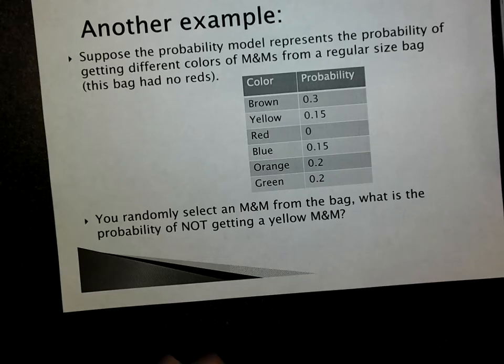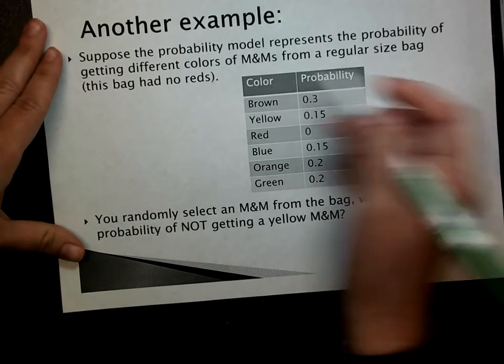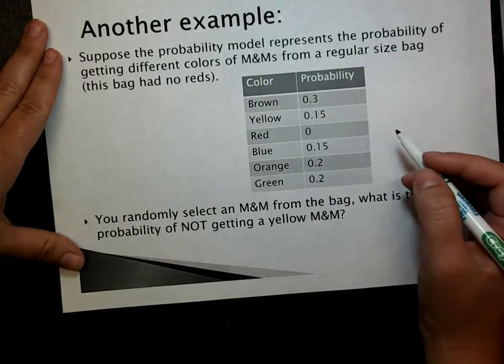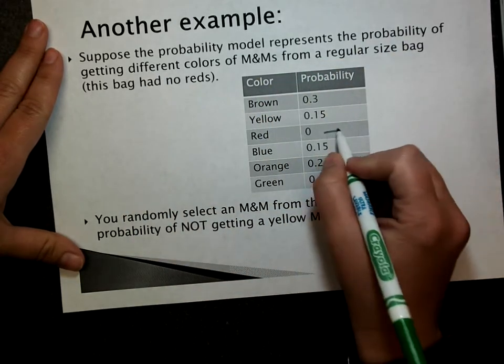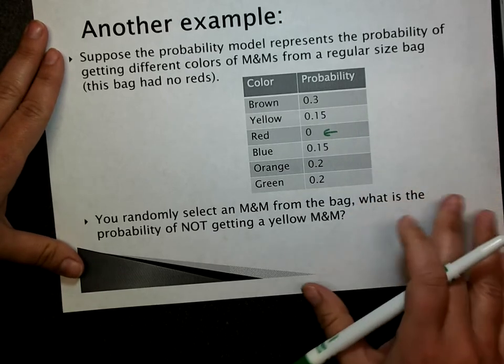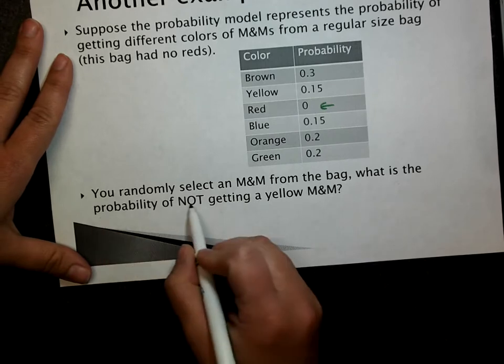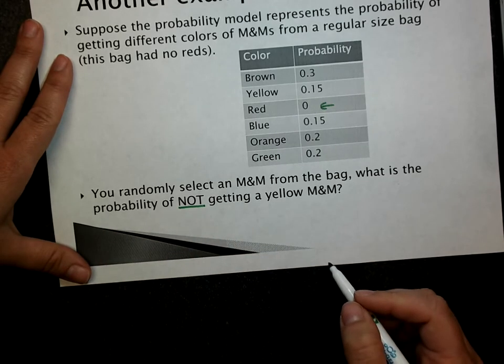All right, another example. So again, this probability model, let's just say it's different colors of M&Ms from a regular sized bag. So this particular bag had no reds. So these are different probabilities of different colors of M&Ms. You randomly select an M&M from the bag. What is the probability of not getting a yellow M&M?